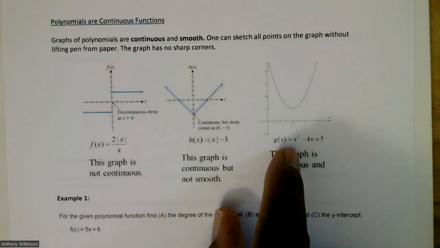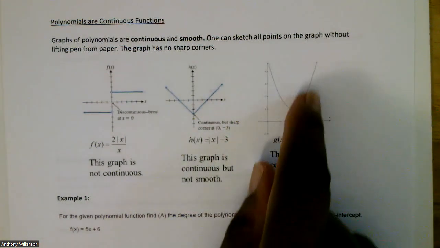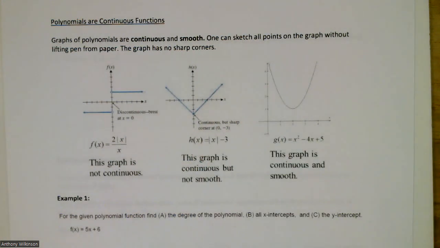This one is, because as you can see, it is smooth and is continuous, meaning that there are no breaks in the graph, and the graph can be drawn without lifting the pencil off the paper. Okay.